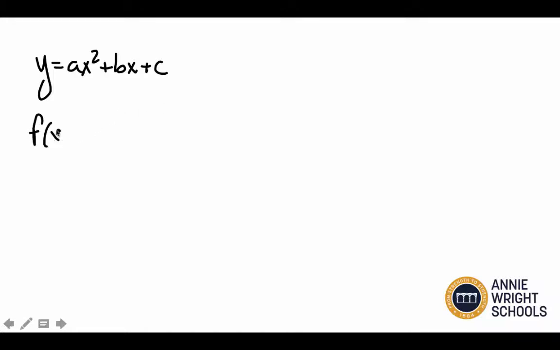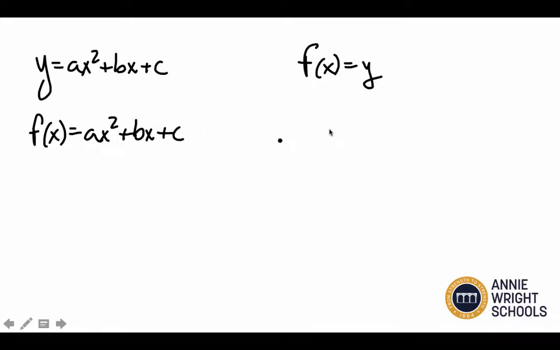I like f of x equals ax squared plus bx plus c, but they mean the same thing. This is in function notation. Remember, f of x is just y. Y is some function of x. We're going to start with a really simple graph of f of x equals x squared.